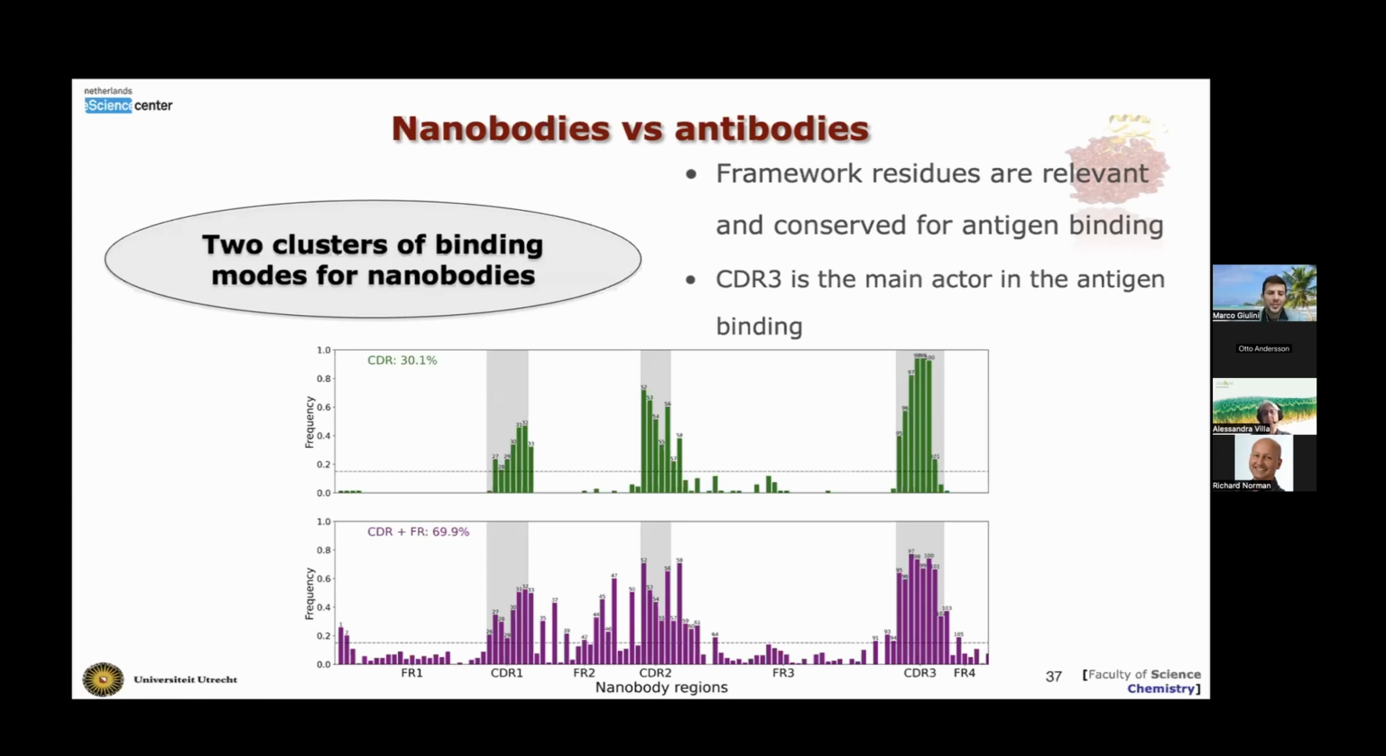And then in a second representation that takes into account almost 70% of the structure, the distribution is much more blurred. So you still have a lot of the CDR loop residues at the interface most of the times, but then a lot of other residues appear at the interface. So there is a more cooperative binding effect.